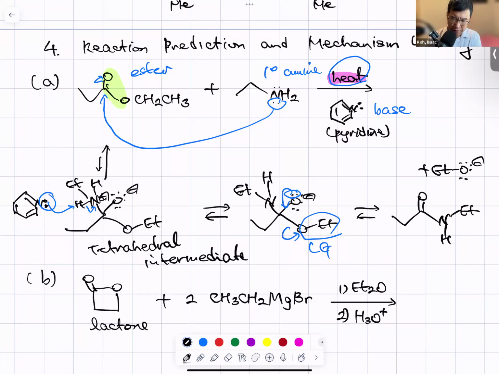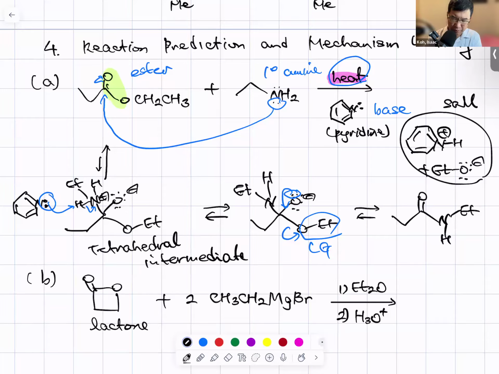And ethoxide will be paired with pyridinium ion. It will be forming salt. Here, pyridinium ion, salt. And we have this product, amide.